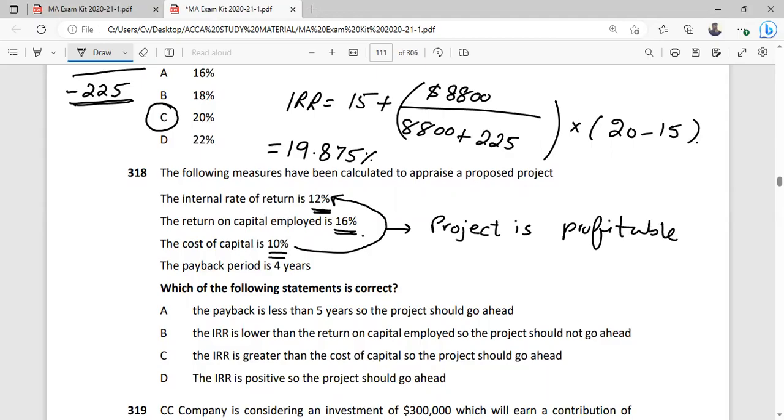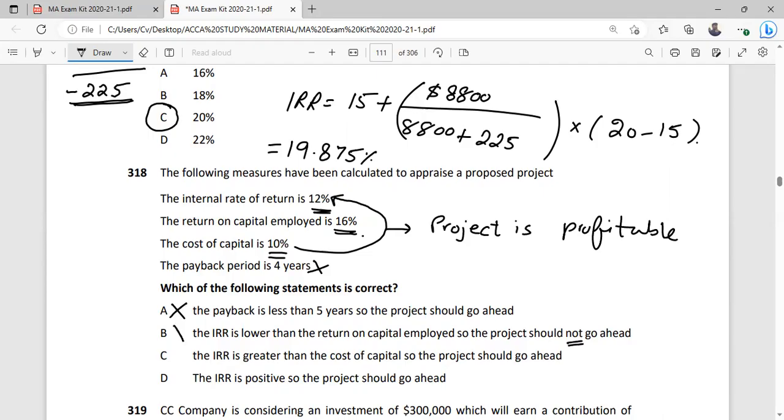Project payback period is 4 years. There is no standard for project payback period. It varies from project to project. The following statements, which is correct? The payback is 5 years so the project should go ahead. Not necessarily. Maybe the payback period of any project is 15 years. It all depends upon the investment decisions. IRR is lower than the required return on capital employed, so the project should not go ahead.